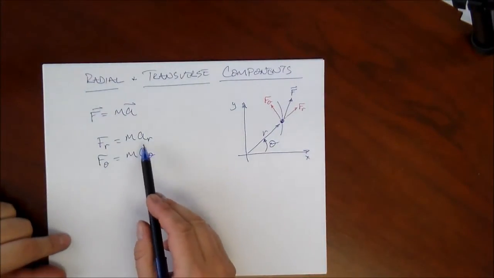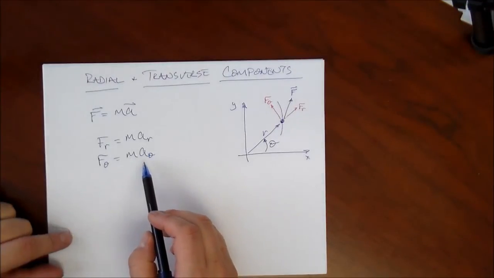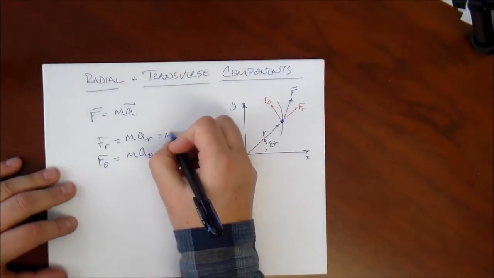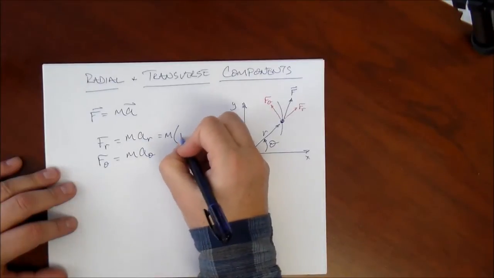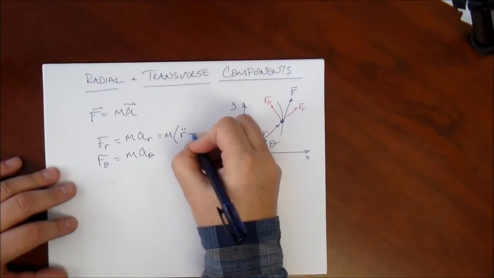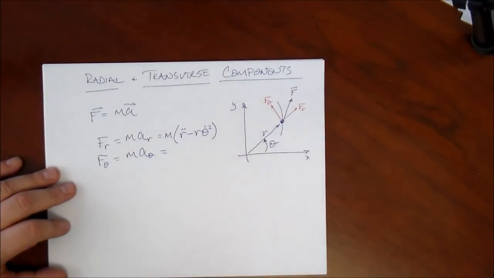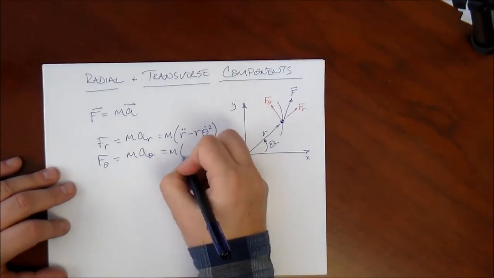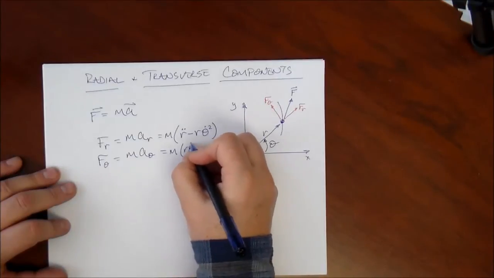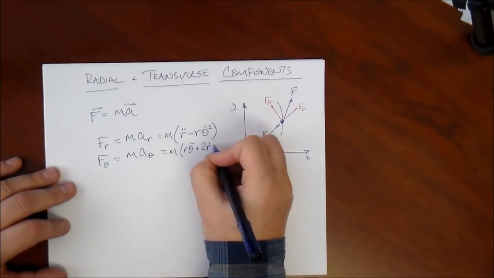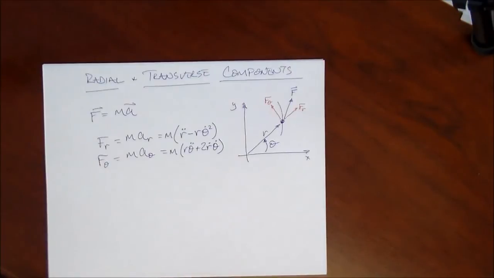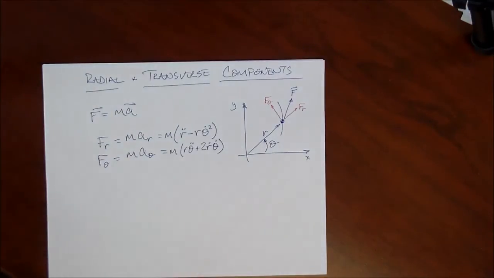But we previously defined radial and transverse acceleration, so that this will be equal to the mass times r double dot minus r theta dot squared. That's the radial direction, and in the transverse direction, r theta double dot plus 2 r dot theta dot. So we can decompose our equations of motion in radial and transverse components, solve for those separately, and then determine the motion.